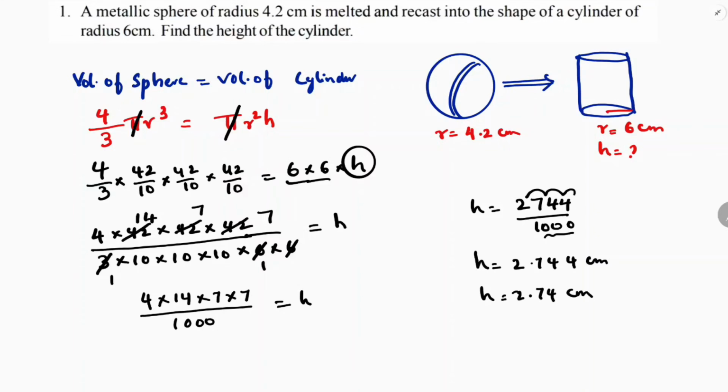So whenever they say a solid metal is melted and recast into some other shape, the volumes will be same. So volume of the first shape will be equal to volume of the second shape, then whatever they ask you can calculate.